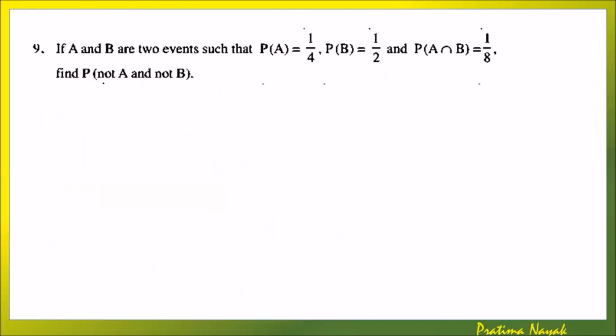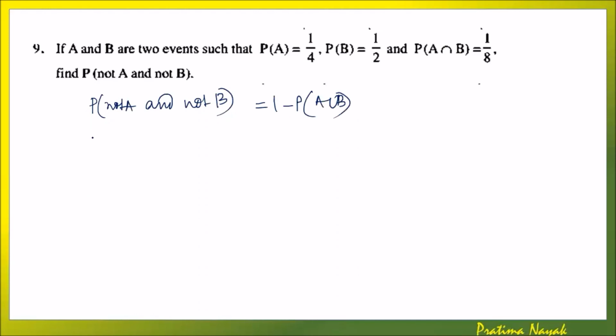Next is question number 9. If A and B are two events such that P(A) is equal to 1 by 4, P(B) is equal to 1 by 2, P(A intersection B) is 1 by 8. Find P(not A, not B). So probability of not A and not B is equal to 1 minus P(A union B).